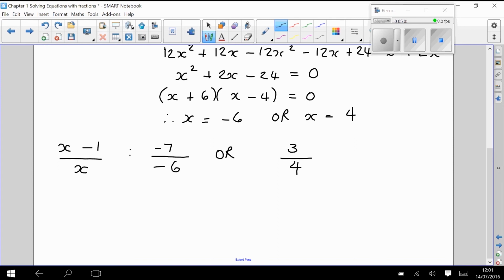Please remember what you've done over here is you have not worked out minus 7 divided by minus 6 so that you got 7 over 6. You said if the one number was minus 6, the other number had to be 1 less, which is minus 7. So those minuses are not to be cancelled. The one number was minus 6. The one smaller was minus 7. Or the first number was 4, and the second number, which was one smaller, was 3.